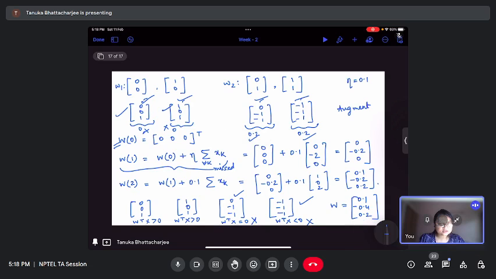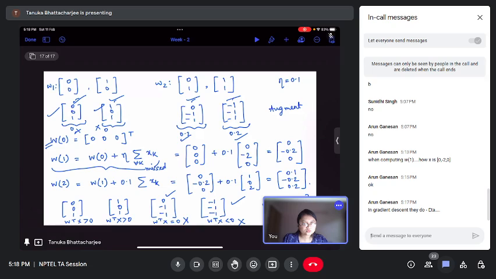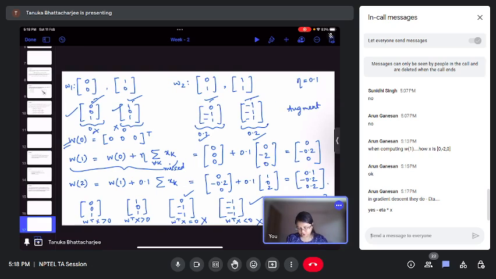In gradient descent, they do minus eta. Do you mean minus eta, Arun? Just a minute, let me check.